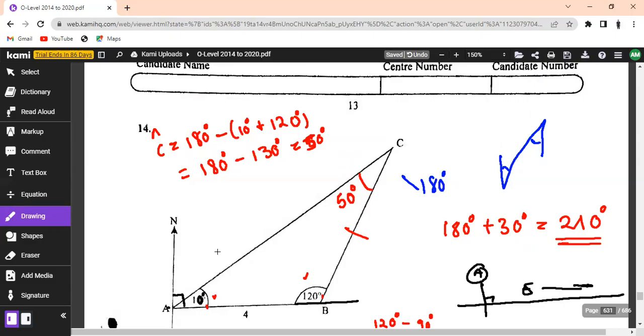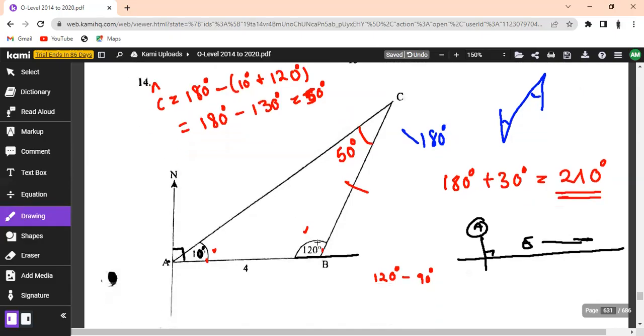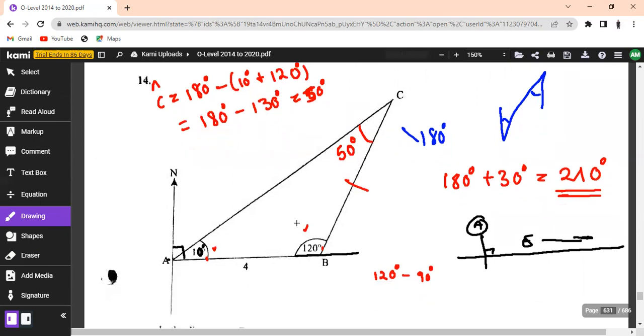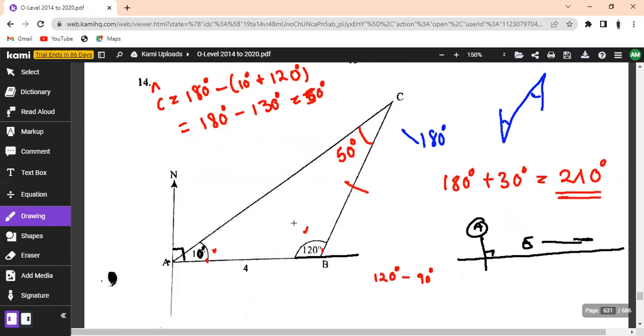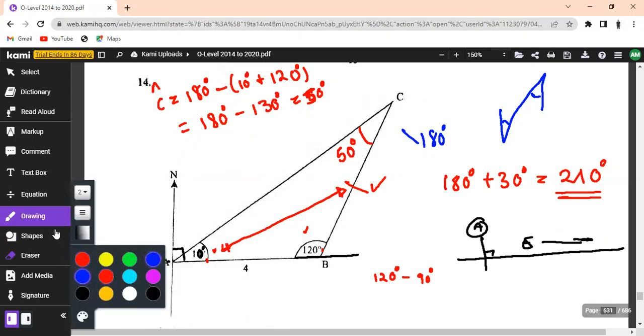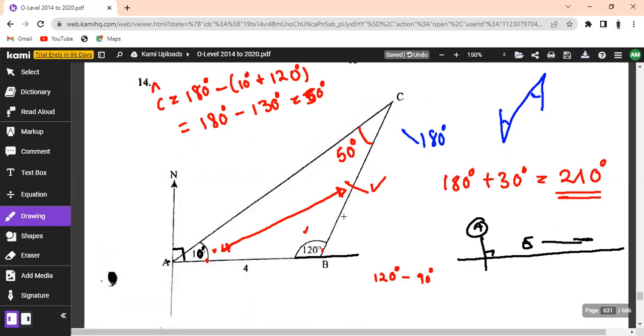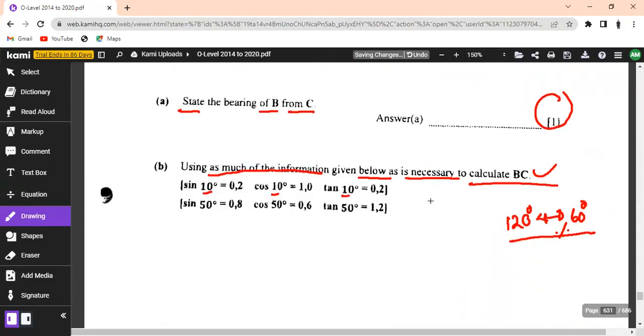Degrees. Now you are back to your solving triangles. What are you going to do? You have the angles and the sides. If you cross-check here, the side that you want to calculate, BC, corresponds with this angle here. And also the side that we are given, this 4 here, corresponds with this angle of 50 degrees. So that means we can use the sine rule. What does the sine rule state?